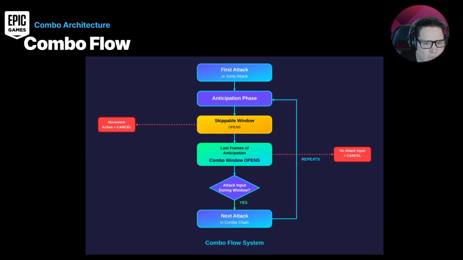We open here the skippable windows. Then when we reach the last frame of the anticipation, the combo window opens and we enter into the attack phase when we can hit the enemies. If during this combo window we press the attack button, we go into the next combo in the chain. But if the press doesn't happen, we cancel the combo and we return to the idle. And this will be repeated from here. If we press the attack, we're going to reinitiate the anticipation phase for the next combo attack from the position that we're picking up from the previous combo animation.